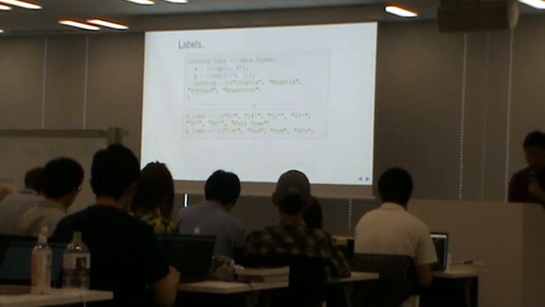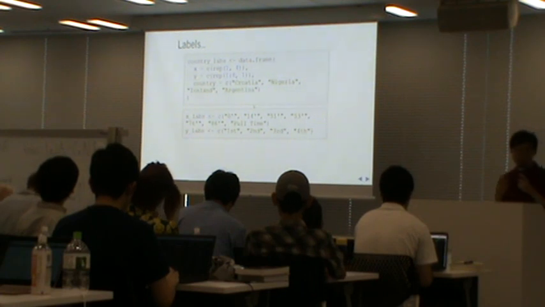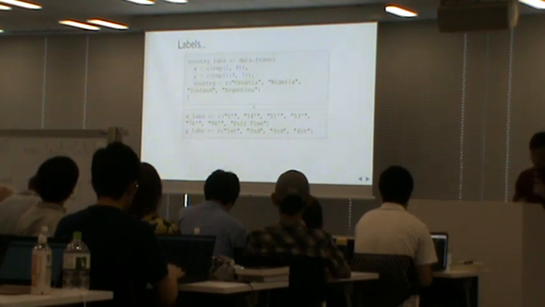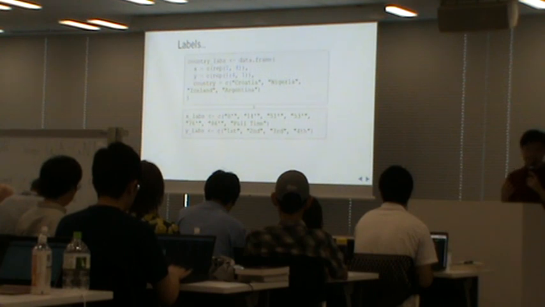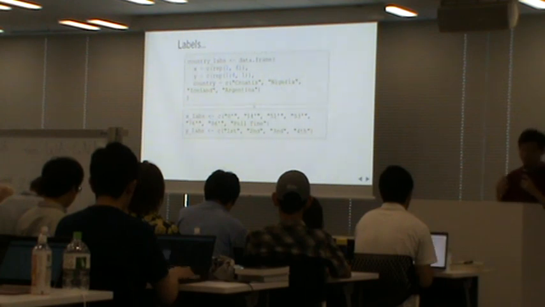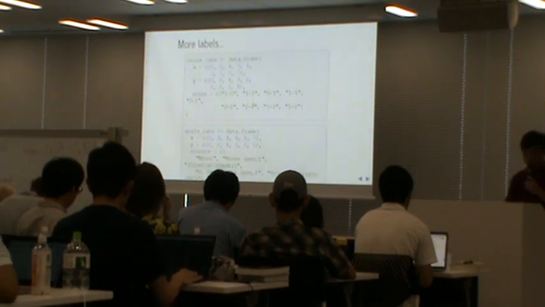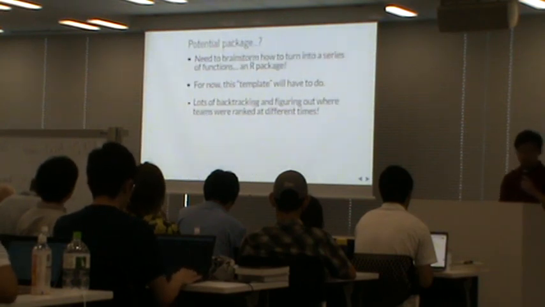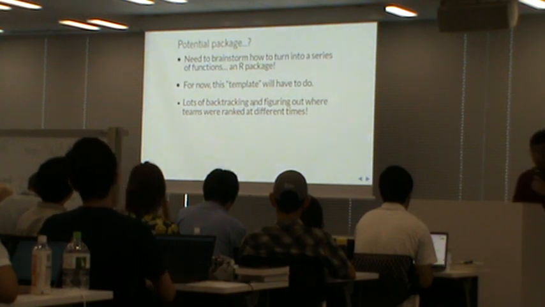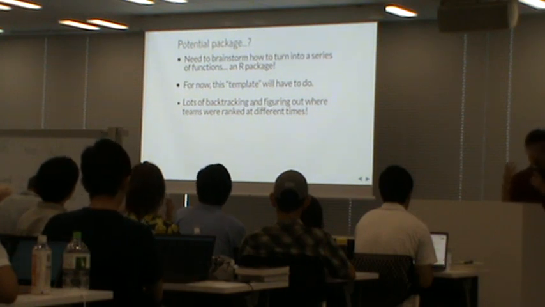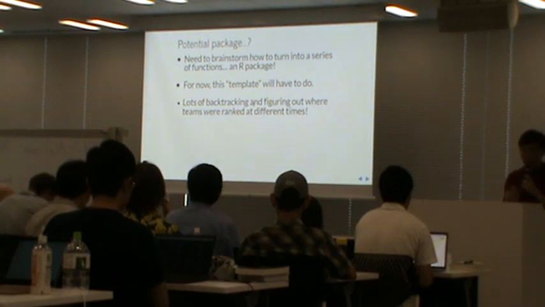So to create these plots, I have to make lots of labels and lots of data frames. But soon I was able to create a template of sorts, a set of label data frames with the same general structure, which I could just pass to different country names, the specific times of the rank changing events, the scores, and the goal scorers' names. And if I had more time, I would want to brainstorm how to turn this into a package of some sort. But for now, this template of sorts is just going to have to do.